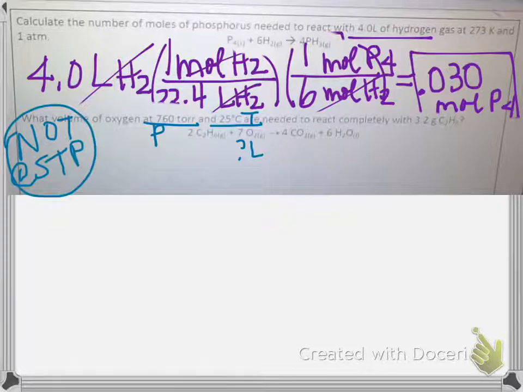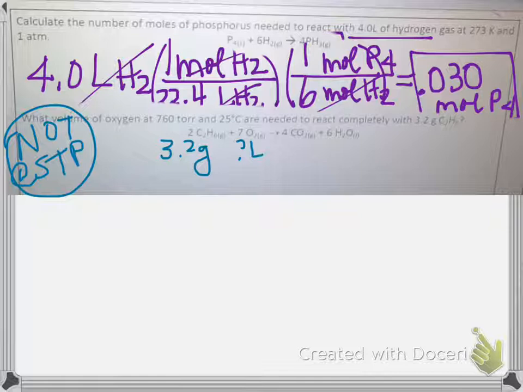So we cannot use molar volume to convert liters to moles or moles to liters. So we'll figure this out. It says, what volume of oxygen at 760 torr and 25 degrees Celsius are needed to react completely with 3.2 grams of ethane? So let's write down that 3.2 grams of ethane right underneath it.